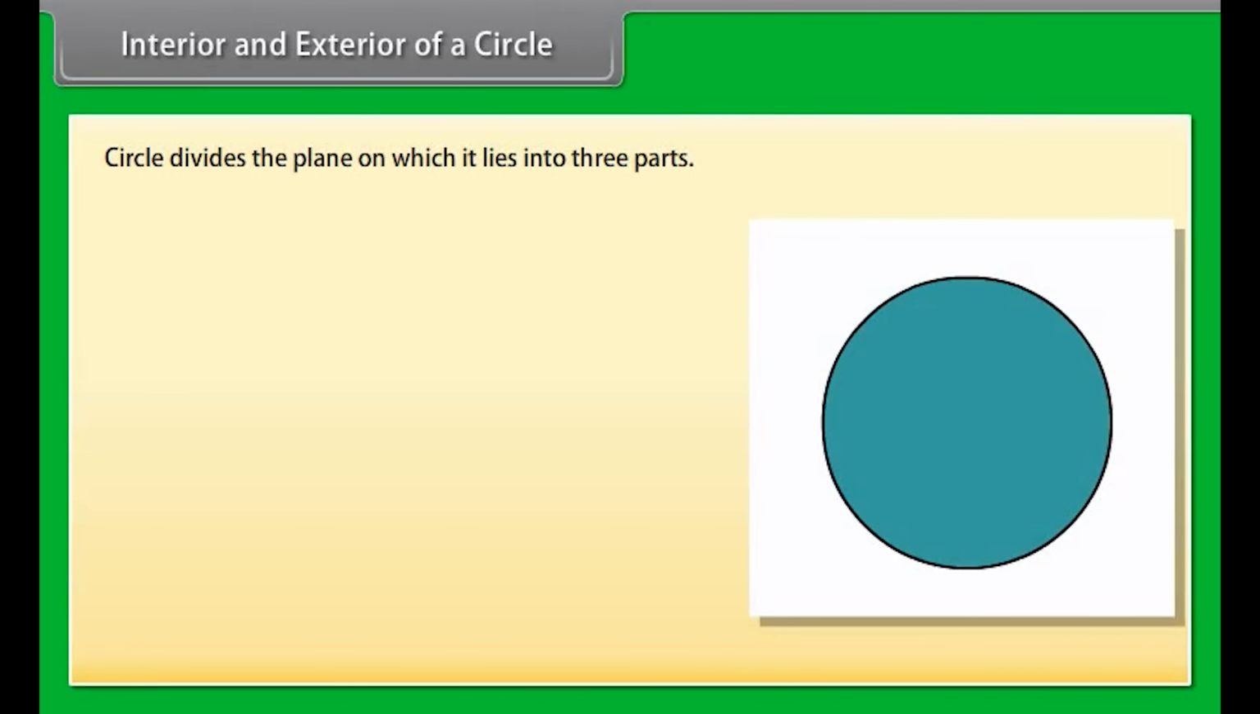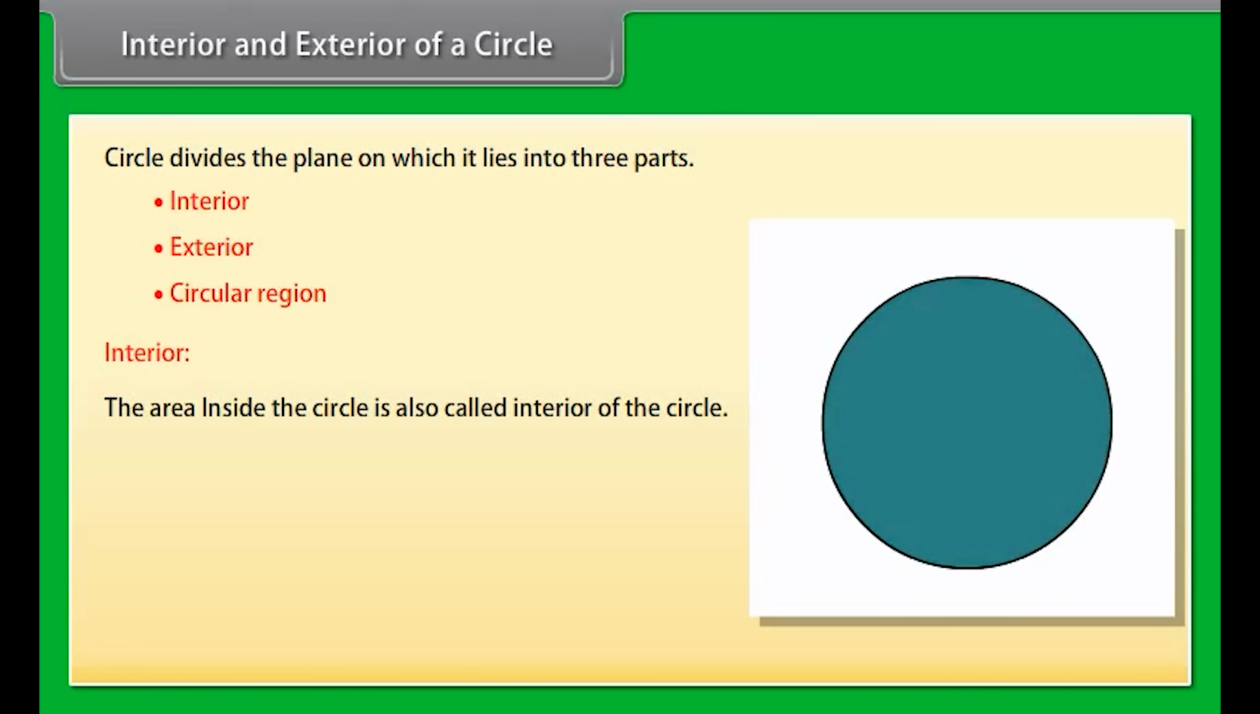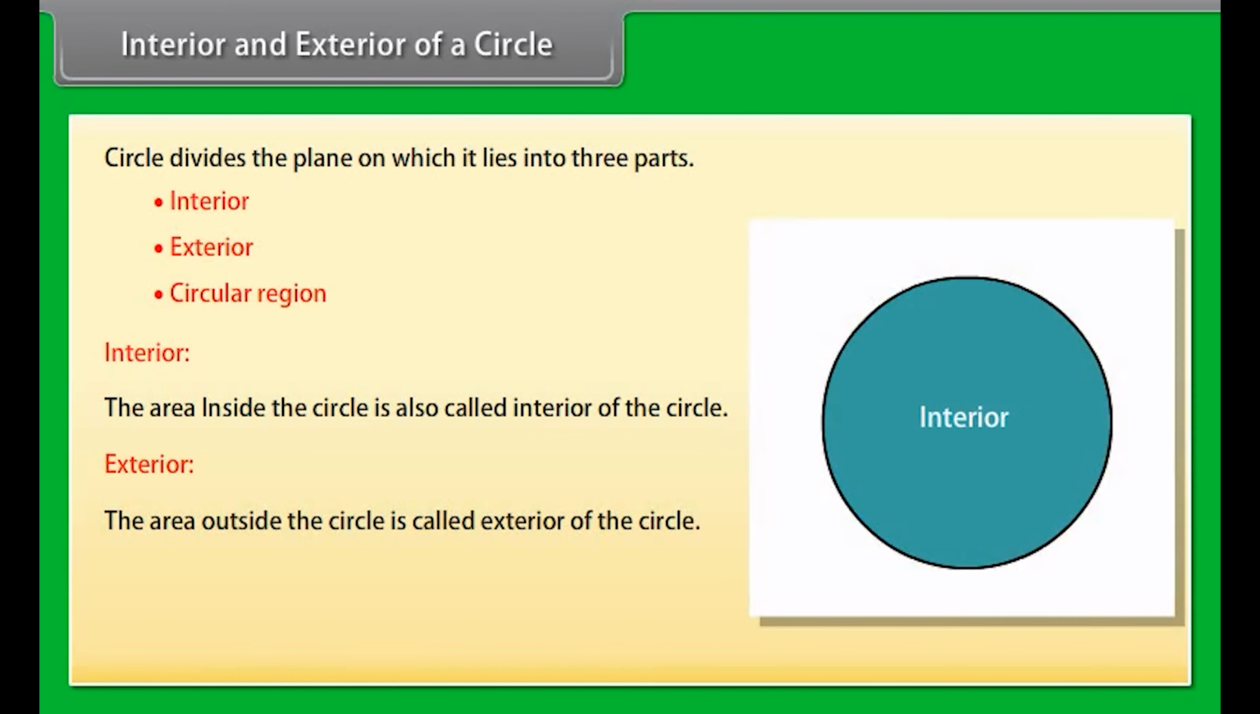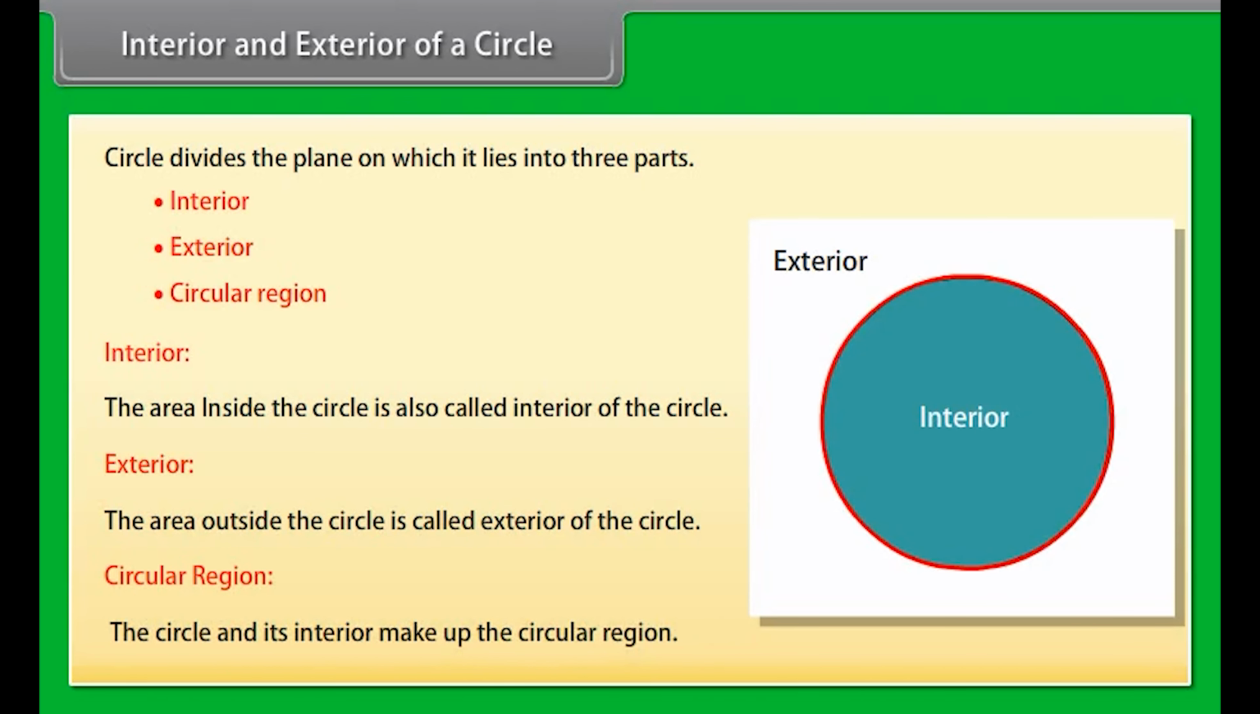Interior and exterior of a circle. Circle divides the plane on which it lies into three parts: interior, exterior, and circular region. Let's go through them one by one. Interior. The area inside the circle is called interior of the circle. Exterior. The area outside the circle is called exterior of the circle. Circular region. The circle and its interior make up the circular region.